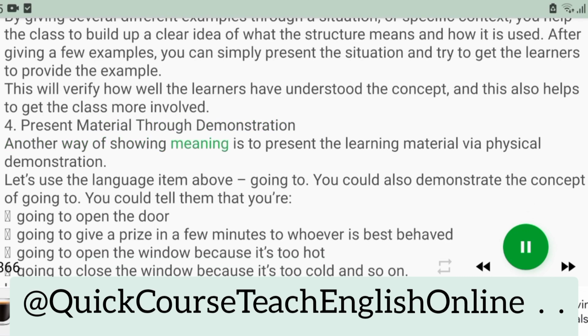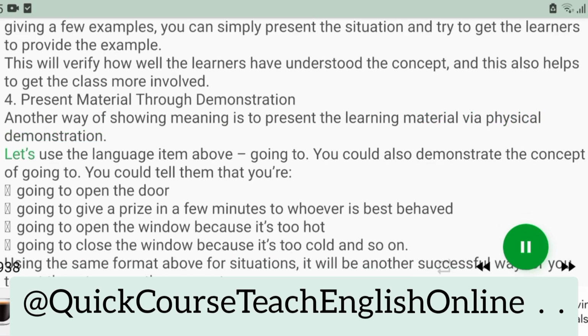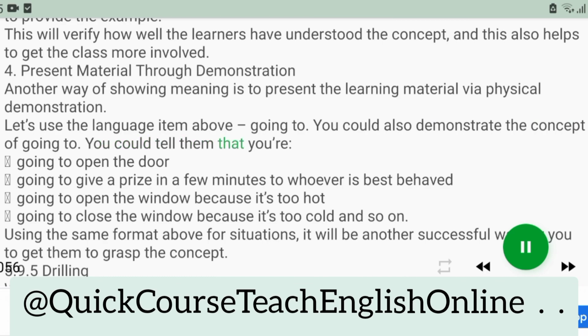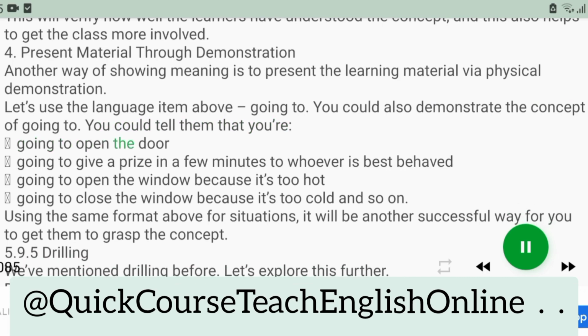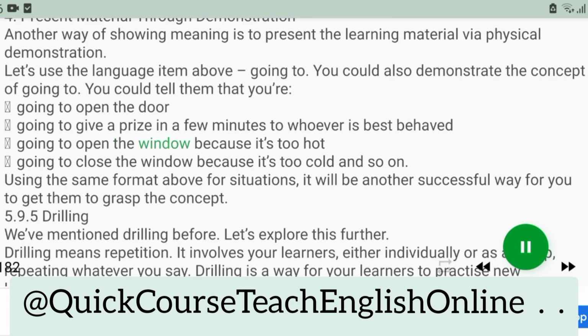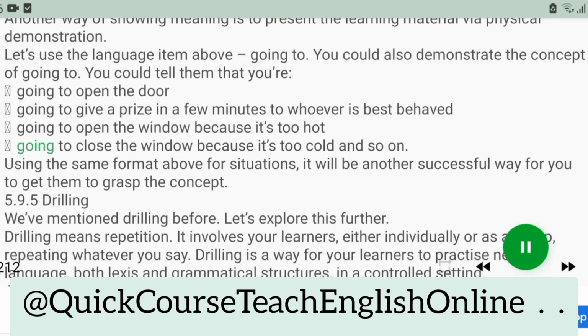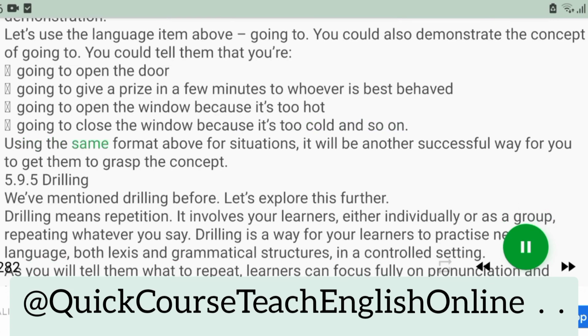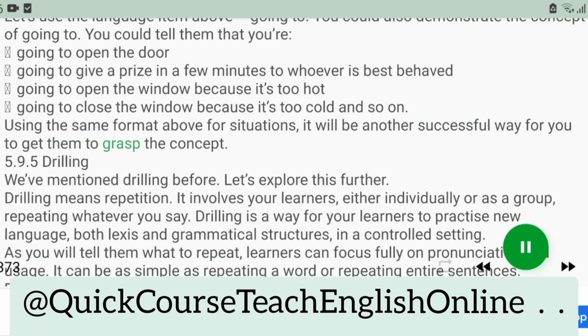Another way of showing meaning is to present the learning material via physical demonstration. Let's use the language item above, going to. You could also demonstrate the concept of going to. You could tell them that you're going to open the door. Going to give a prize in a few minutes to whoever is best behaved. Going to open the window because it's too hot. Going to close the window because it's too cold, and so on. Using the same format above for situations, it will be another successful way for you to get them to grasp the concept.